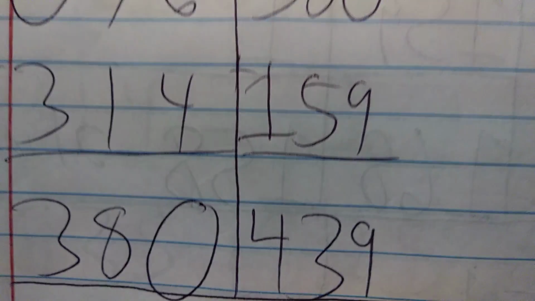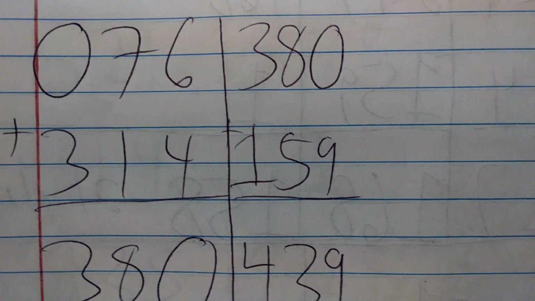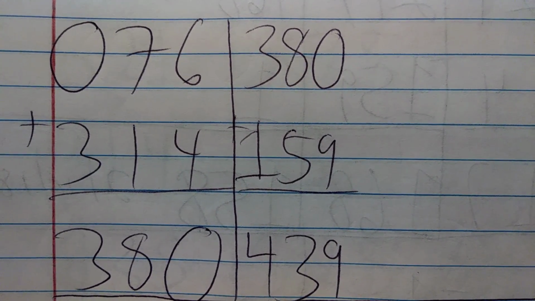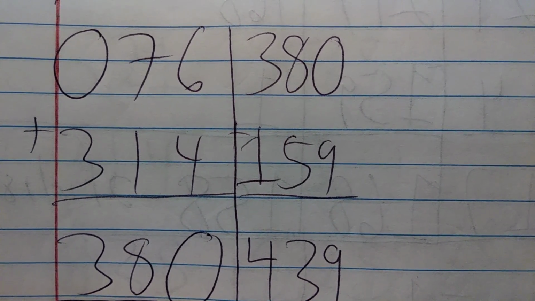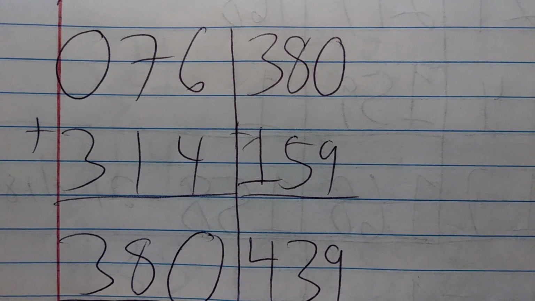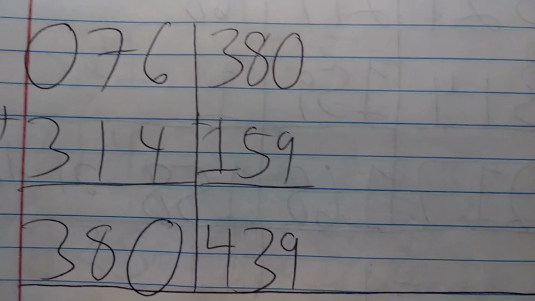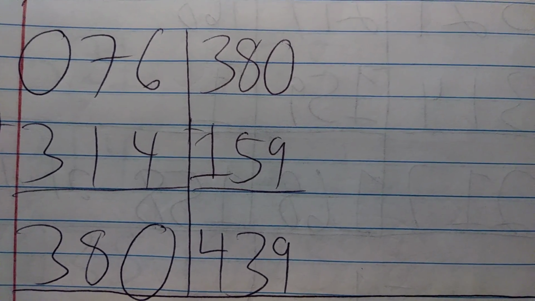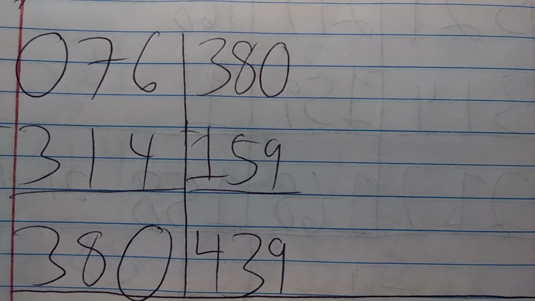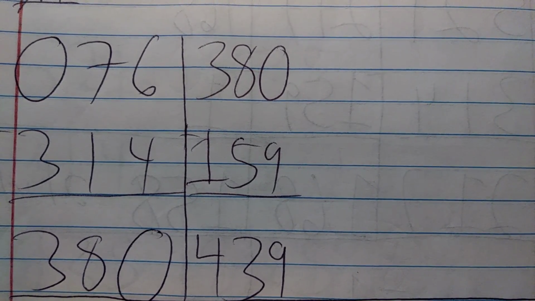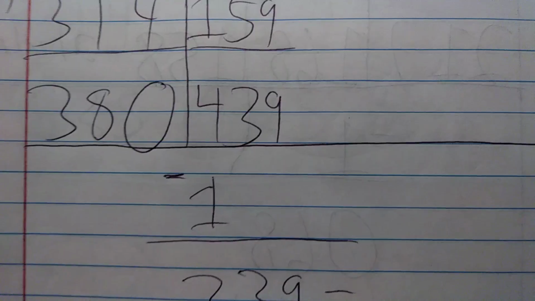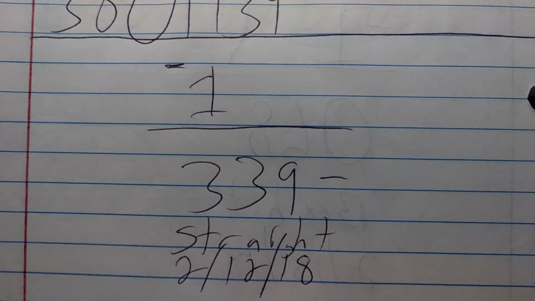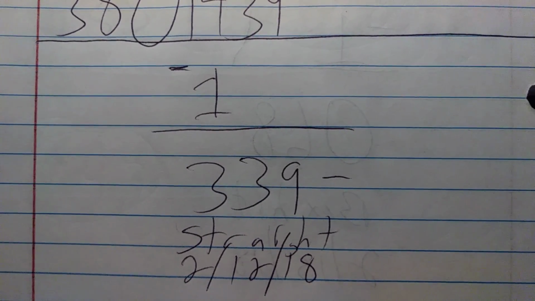And then you would mirror the 521 to 076. 0 plus 3 is 3. 7 plus 1 is 8. And then 6 plus 4 is 10. Keep the 0. You're going to add 159. So 3 plus 1 is 4. 8 plus 5 is 13. Keep the 3. And then 0 plus 9 is 9. You're going to subtract 1 off the 4 and 439. And that was 339, and that was a straight hit on February 12th.